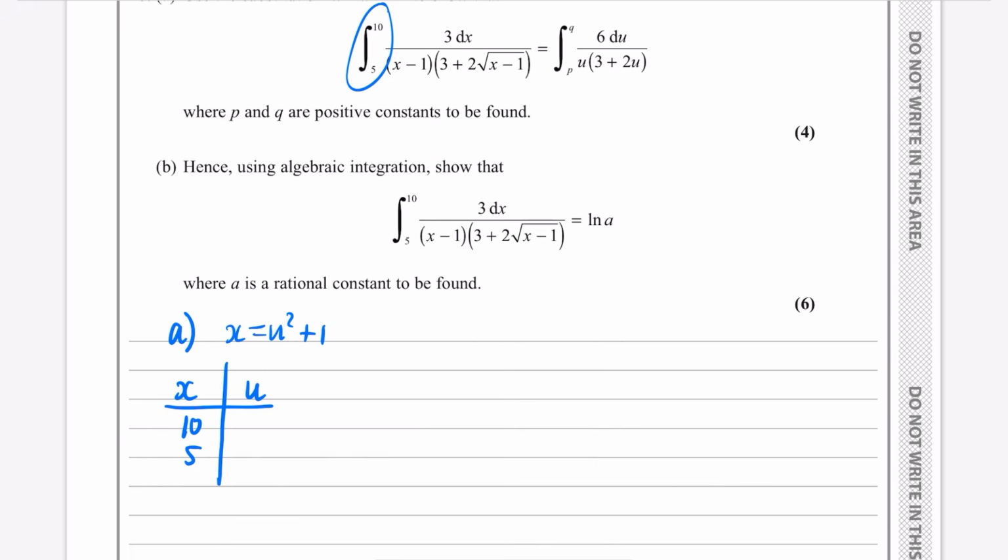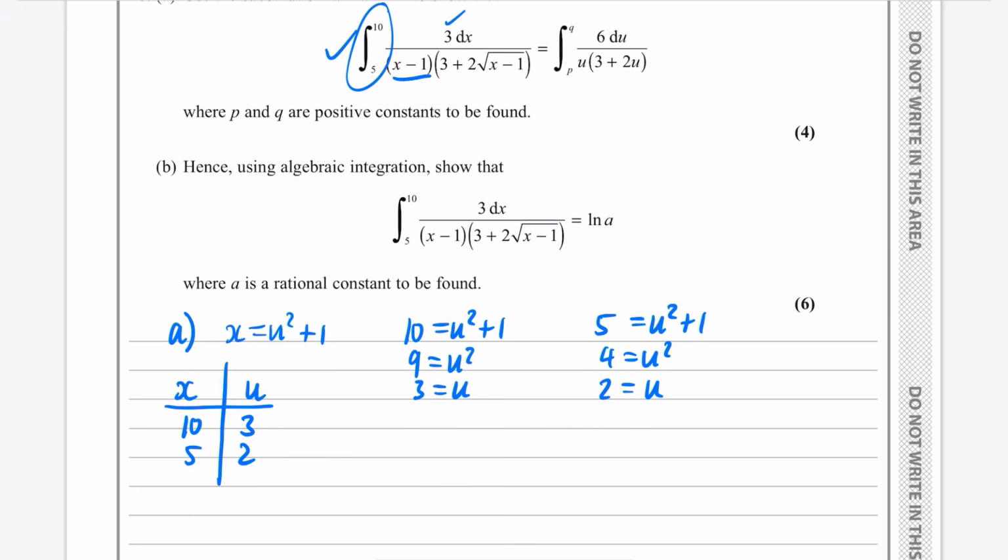So when x is equal to 10, we would have that 10 equals u squared plus 1. So that's 9 equals u squared, or u is equal to 3. And when x is equal to 5, we would get 5 equals u squared plus 1. So 4 equals u squared. So the square root of 4 is 2. So the new limits, instead of 10 and 5, are going to be 3 and 2. So I've done those bits there. The 3 is fine. I think the x minus 1 is going to be really easy.